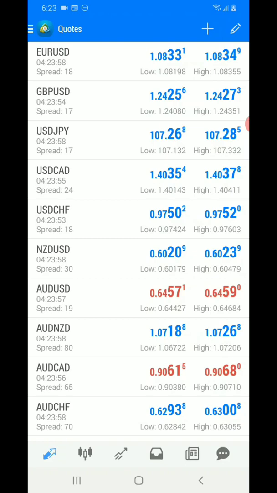Let's pick the first one, which is Euro USD. Euro in our case is the base currency, USD is our price currency. Remember that the currency located in the numerator is called the base currency, and the currency located in the denominator is called the price currency. Okay, once again, numerator is base, denominator is price.